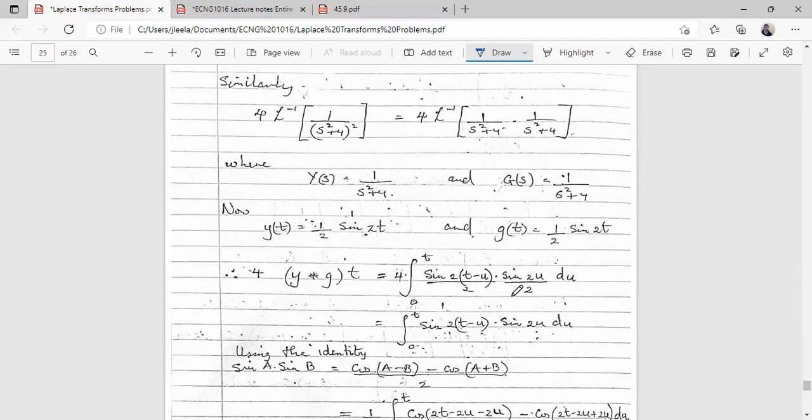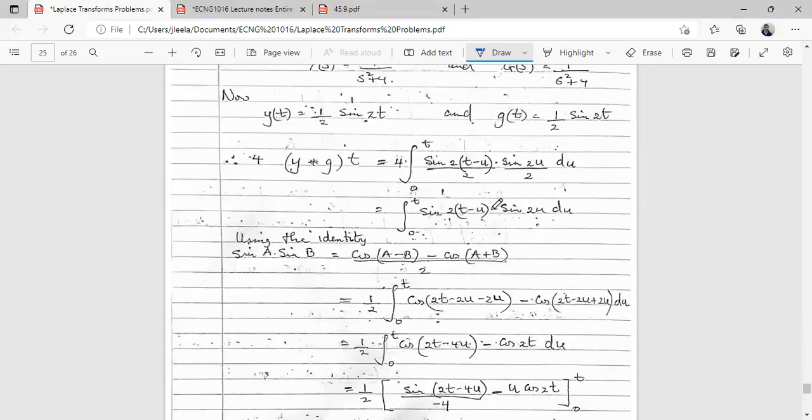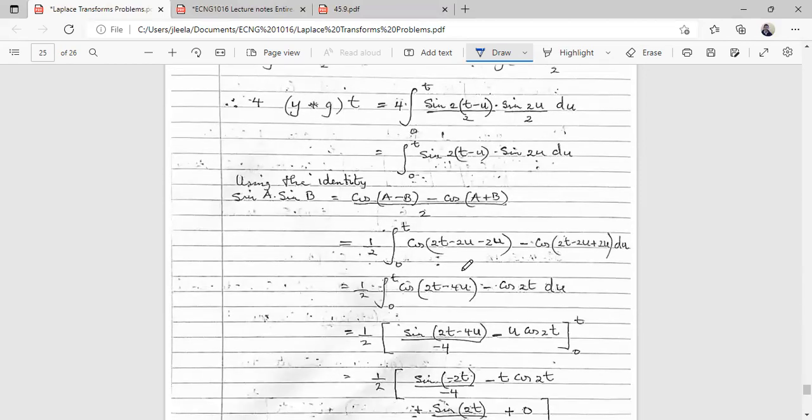And then 2 by 2 is 4, so you could pull that on the outside. 4 over 4 is 1. So you have the integral here, sine 2(t minus u) times sine 2u du. And then you could use this identity here: sine A sine B is cos(A minus B) minus cos(A plus B), over 2.